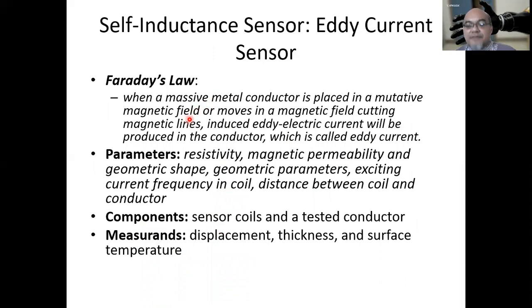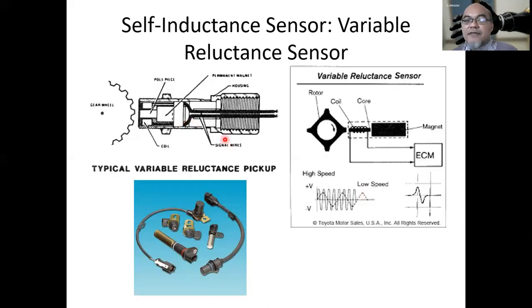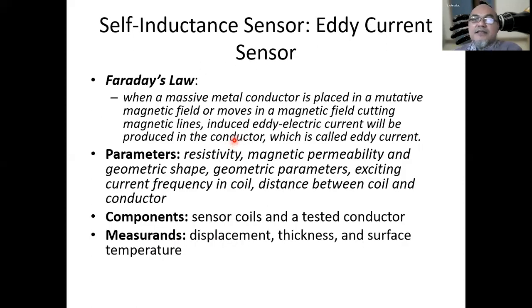The second self-inductance sensor type, so this is the variable reluctance sensor, and the second one is the eddy current sensor. Faraday's law states that when a massive metal conductor is placed in a mutative magnetic field or moves in a magnetic field, cutting the magnetic lines of the magnetic field, then there will be an induced eddy electric current in that conductor, which is called eddy current.